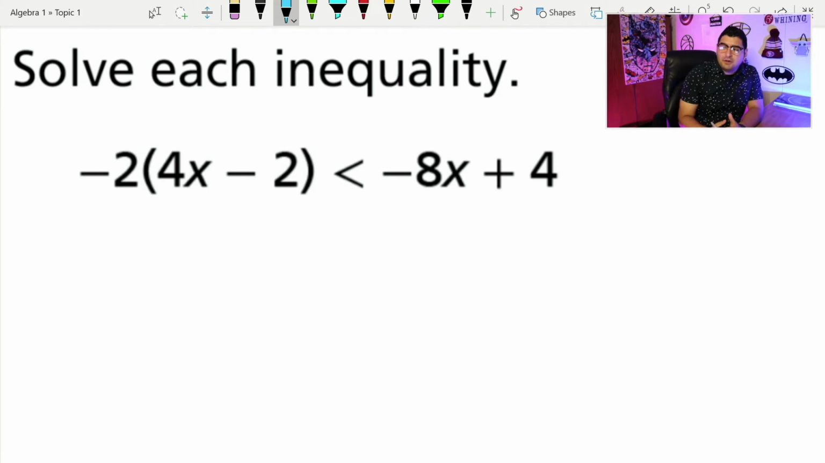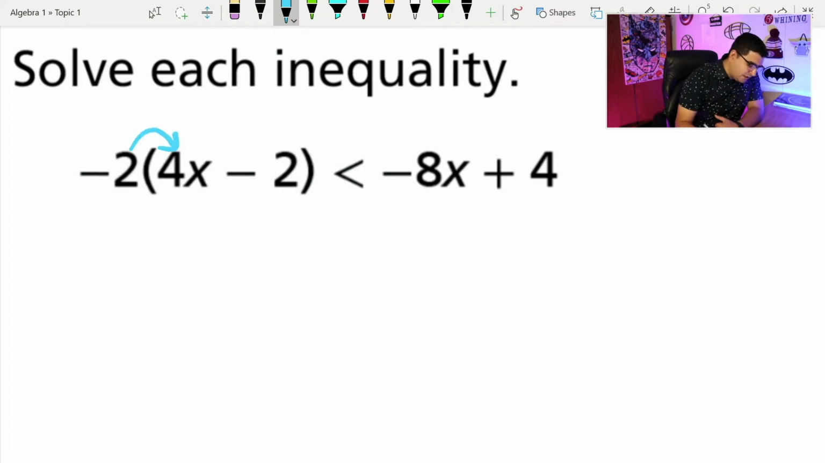So here we have an inequality: negative 2 times 4x minus 2 is less than negative 8x plus 4. Let's begin this problem by, we can either distribute or we can divide by negative 2. For this problem, I'm going to distribute the negative 2 out.